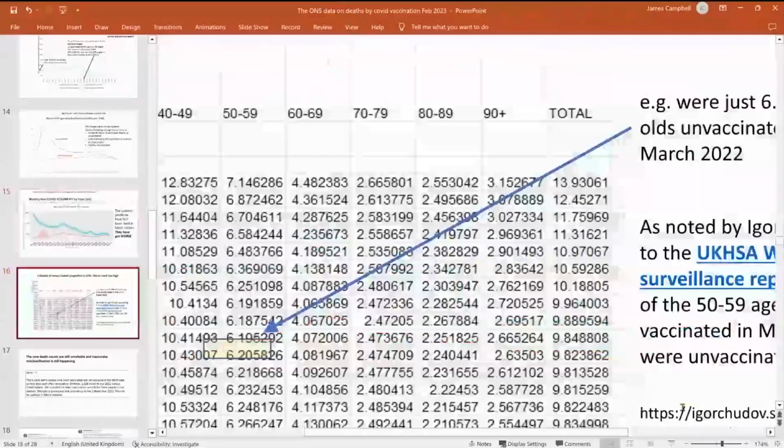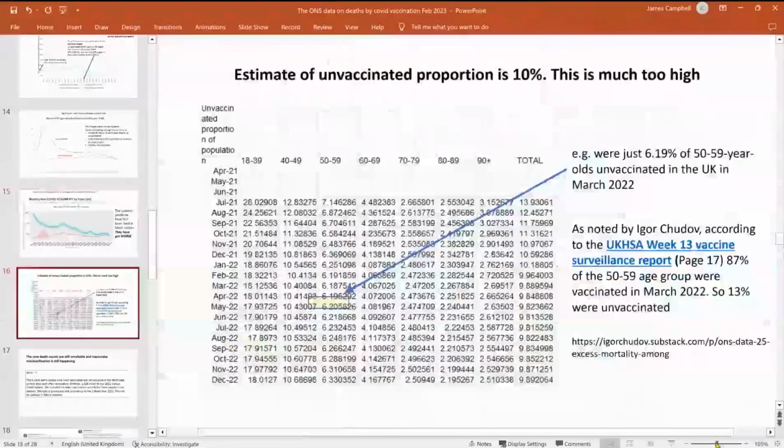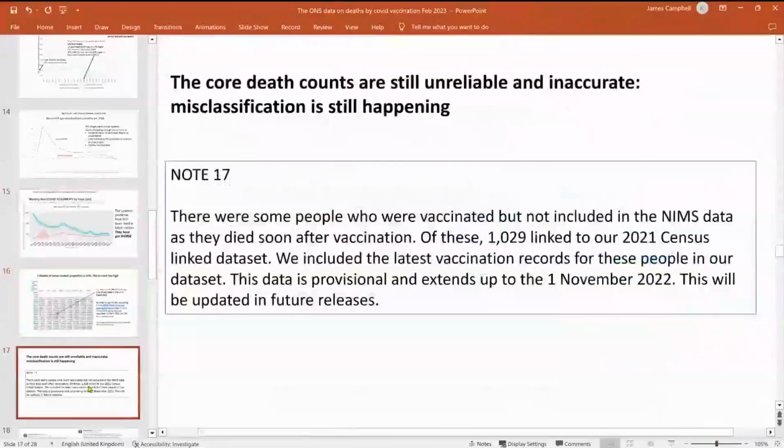But as he noted, if you go to the UK HSA week 13 vaccine surveillance report for that exact month, on page 17, and I'll send the slides so people can click on that link and see this as evidence, you'll find that 87% of the 50 to 59 age group were vaccinated in March 2022. That means that 13% were unvaccinated, not 6.19%. I.e. the proportion was over twice what the ONS is estimating.